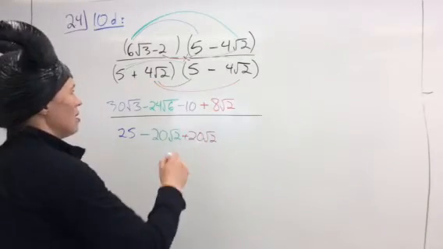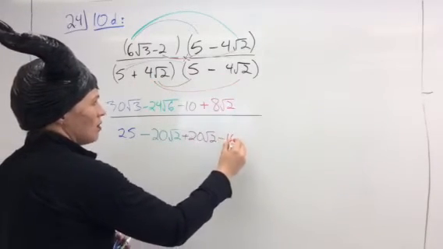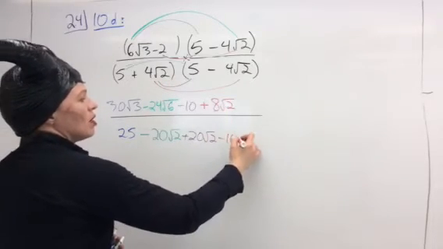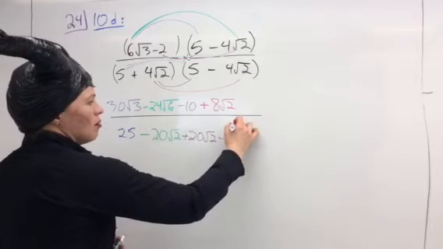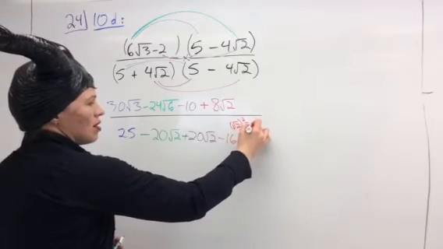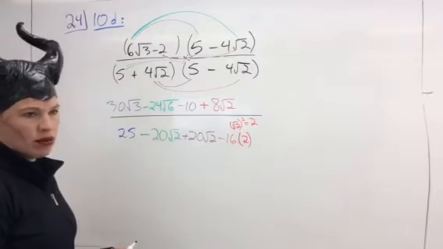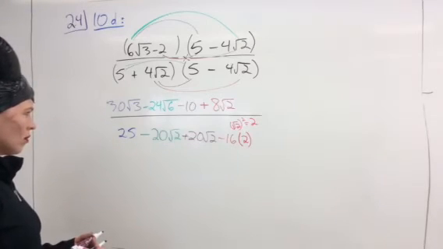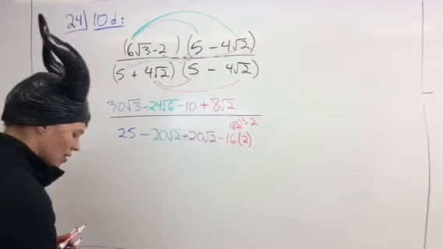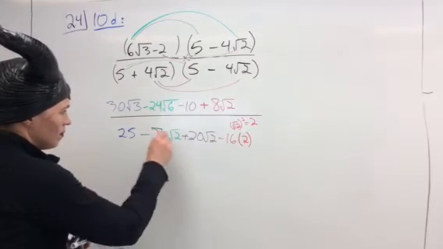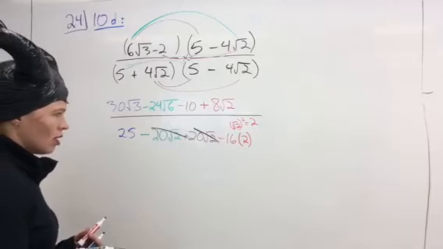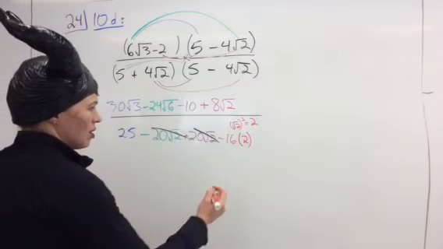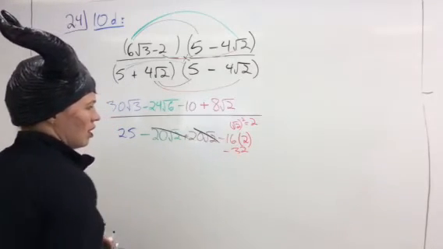So now my last, I'm going to go 4 root 2 times negative 4 root 2 gives me negative 16 times root 2 times root 2. So that's just going to be 2, because root 2 squared equals 2, or square root of 4, which then becomes 2. All right. So I can cancel the middle guys out. And I can actually multiply my 16 times 2, and that's going to give me 32, and it's a negative.